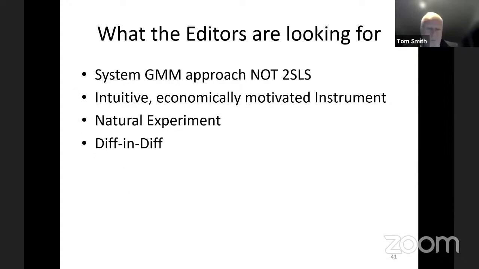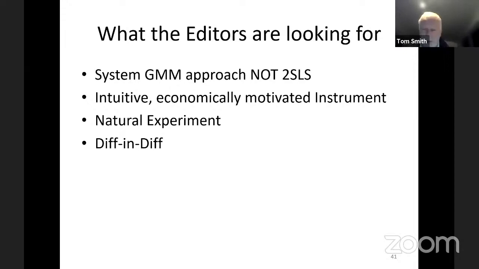So before we leave endogeneity, what are the editors looking for? Well, if you're doing a statistical or econometrics approach to the problem of endogeneity, they want you to use system GMM. They don't want to see two-stage least squares. In fact, the editors consider two-stage least squares to be so last century. So do not call what you're doing two-stage least squares.